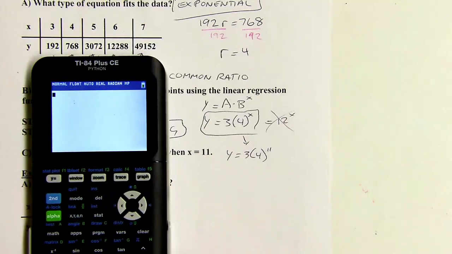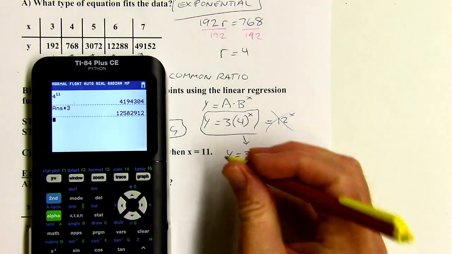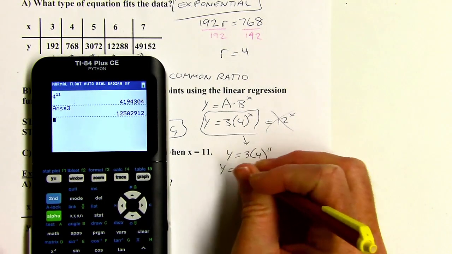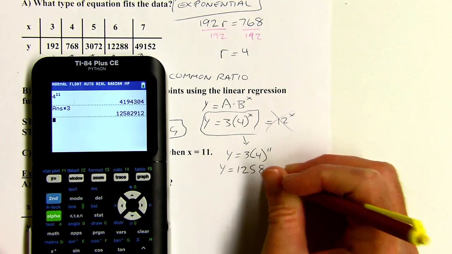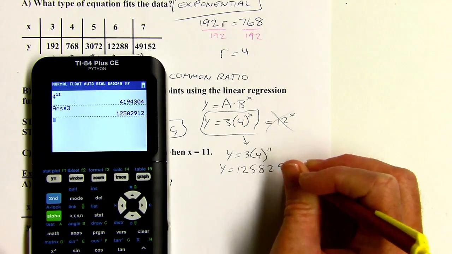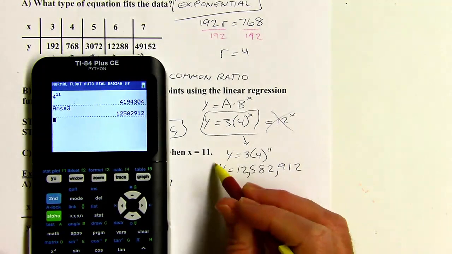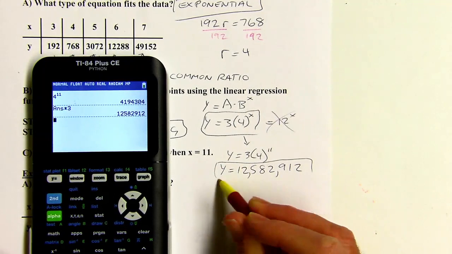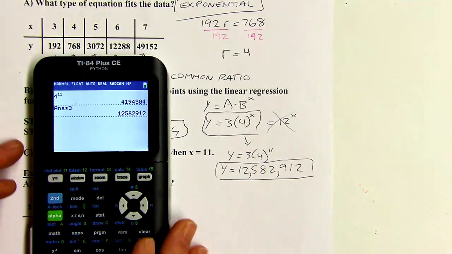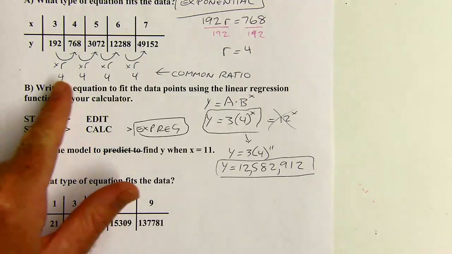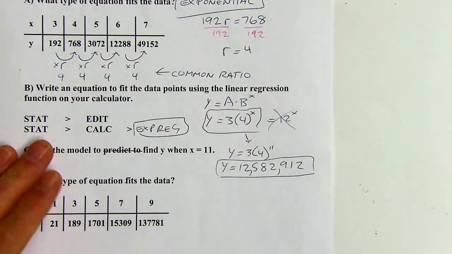So let's see, 4 to the 11th. I want to do that first, right? Don't do the exponent before the multiplication, and then multiply by 3, and then y is going to equal this large number. Okay, so I got 12,582,912. It's a large number because those y's are going up exponentially. They're getting large really quickly. Okay.